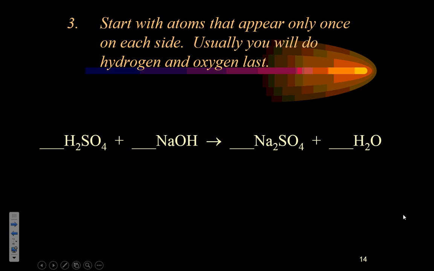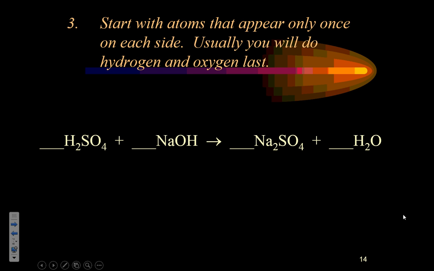Next one, most important rule of balancing. Keep it simple. Start with atoms that appear only once on each side. They're easier to balance. It's easier to balance 2 objects than it is to balance 3 or 4. So keep it simple, most important rule. And what that typically means, like you can see in this reaction, is you're usually going to do hydrogen and oxygen last.